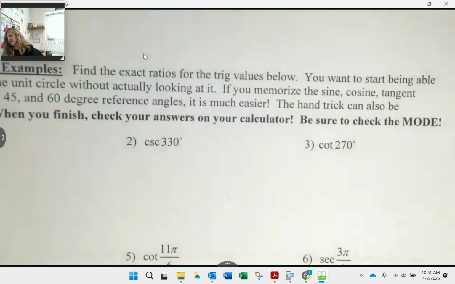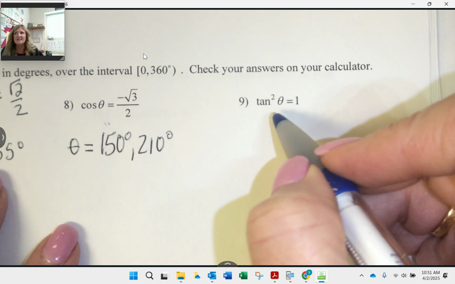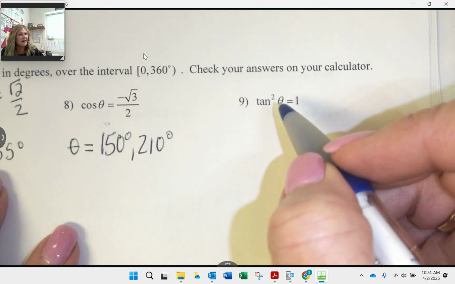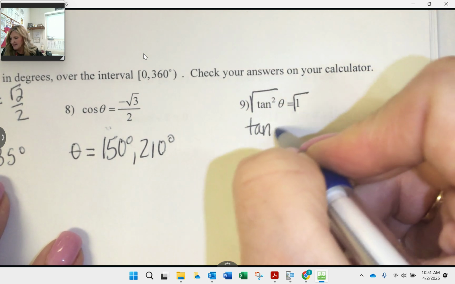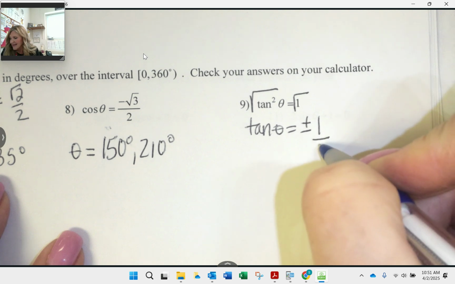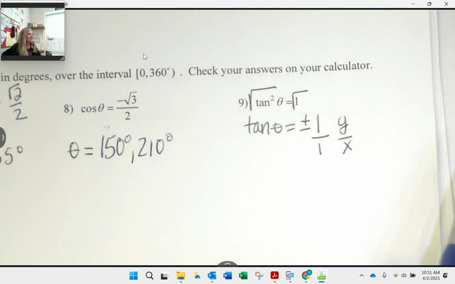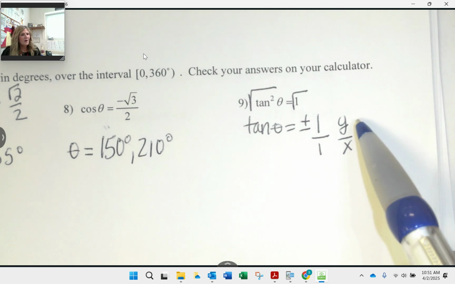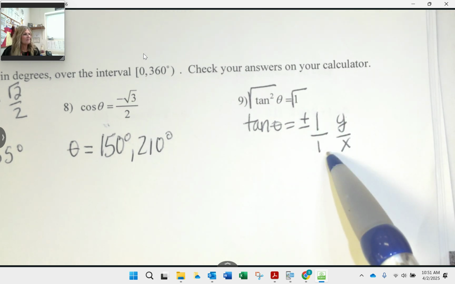Tangent squared theta equals 1. Well, I have to get tangent by itself. So what do I have to do? Take the square root. I get tan theta equals plus or minus 1. Tangent is y over x. Now, listen carefully. Nowhere on the unit circle are you going to see y and x as 1 and 1.